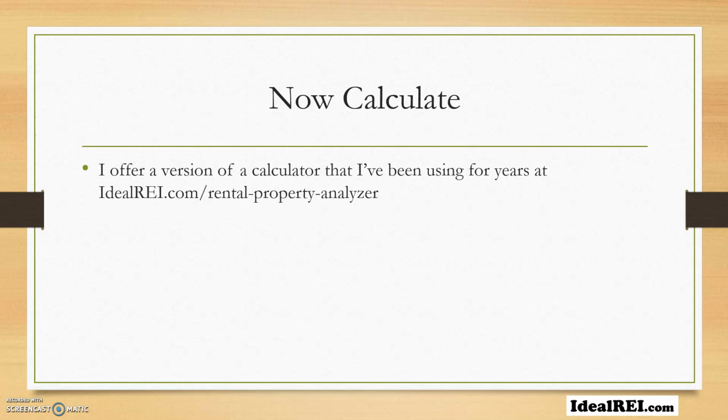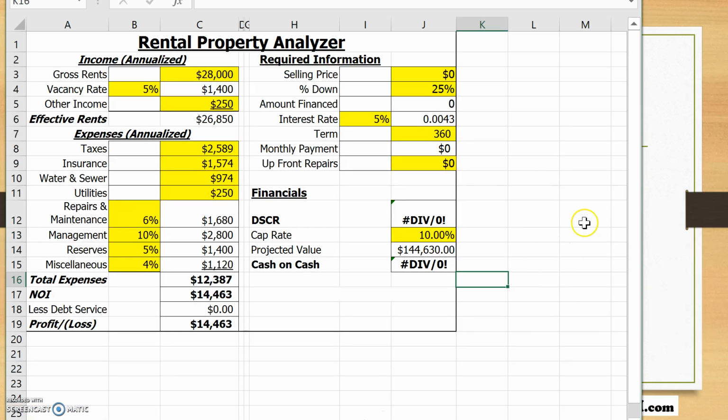Now it's time to calculate, and I offer a calculator on the website, idealrei.com/rental property analyzer, and it can analyze probably 80% of deals. It's not going to be able to analyze the really complicated deals. You probably will need to do those by hand or pay for a more advanced calculator. But for a free calculator, it can handle the majority of the deals you're going to come across. And here it is.